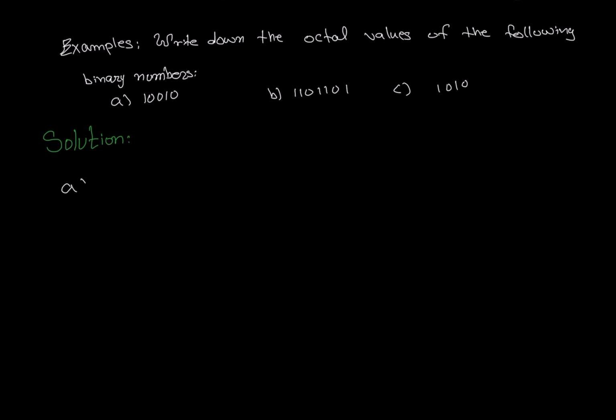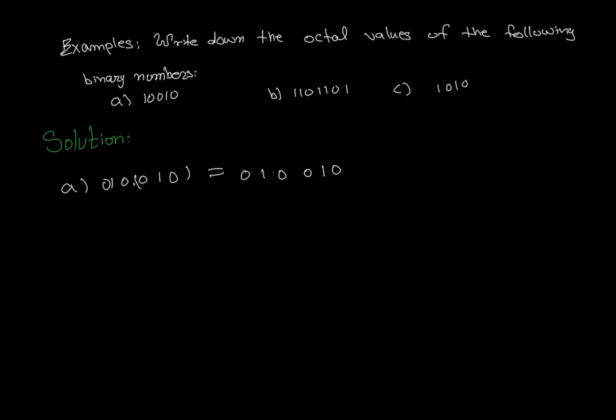So A is saying 1 0 0 1 0. To solve this one, we separate 3 digits starting from the right. So there will be the first separation point. Then we only have 2. We can add a 0 there to go with 1 0. So this will become 0 1 0 0 1 0.